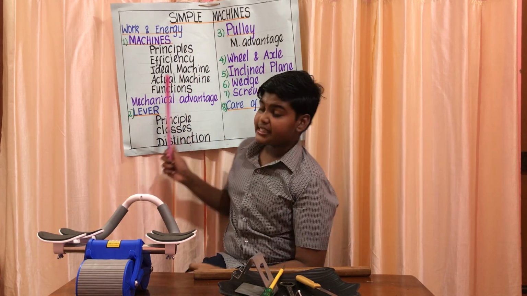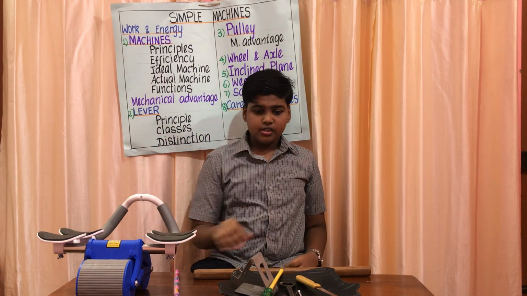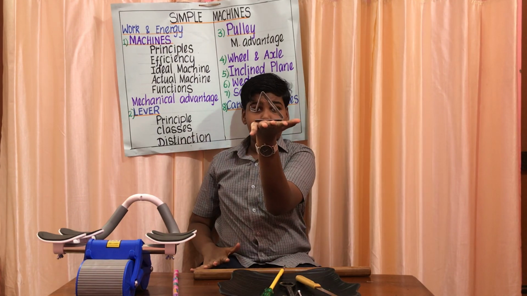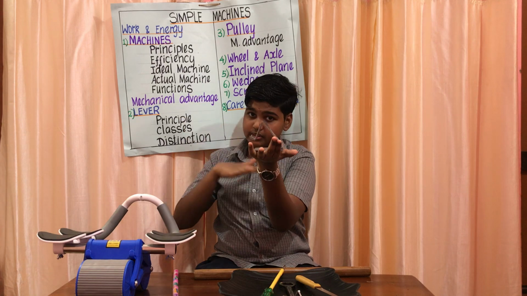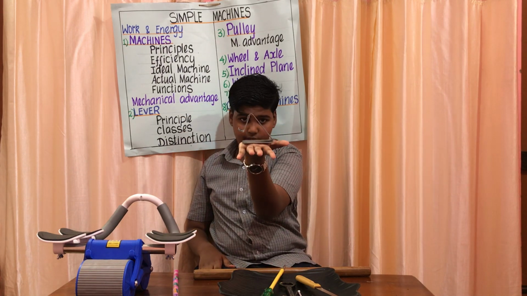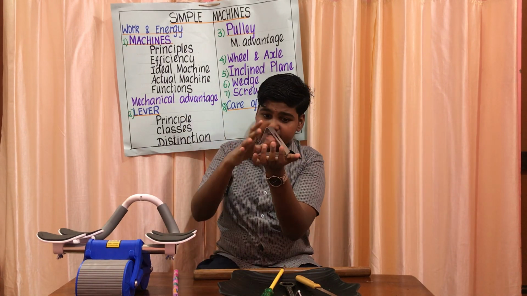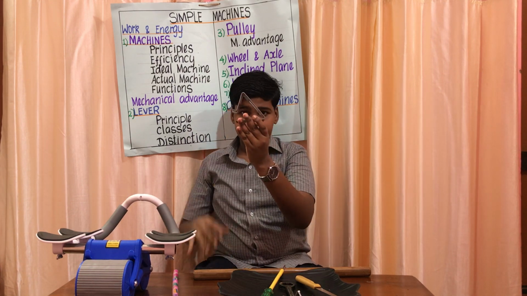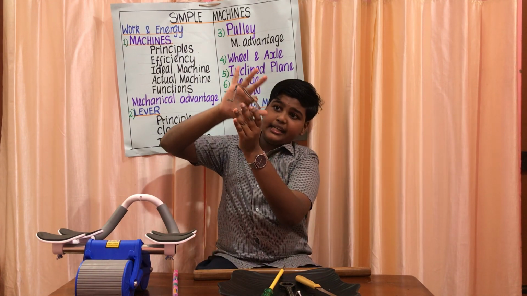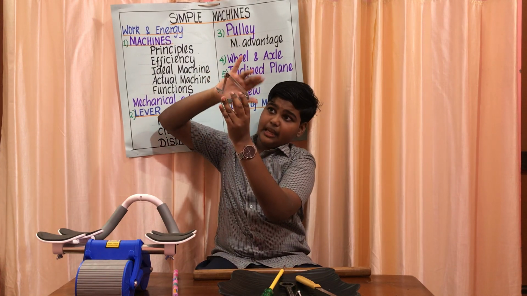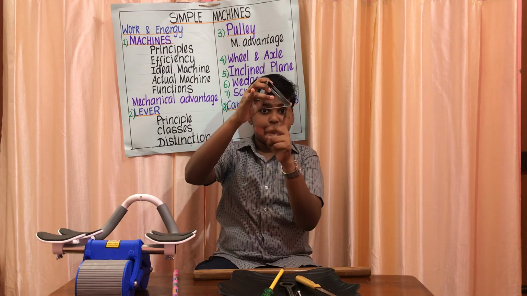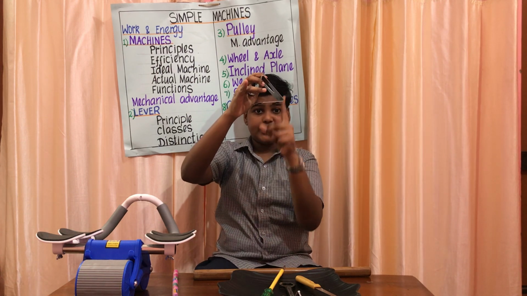So the next one is the inclined plane. For the inclined plane, let's consider this. An inclined plane is a slanting wooden plank or a sloping surface. The vertical height, that is CB.